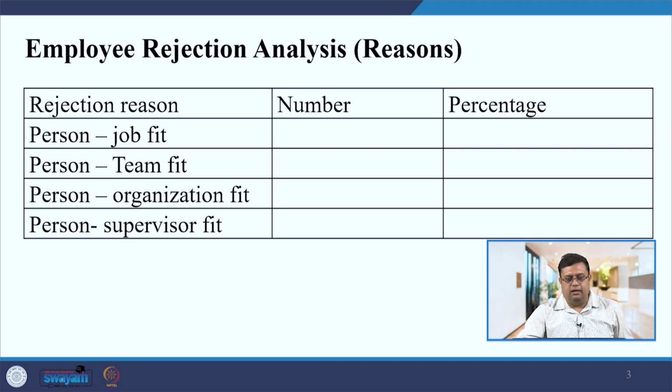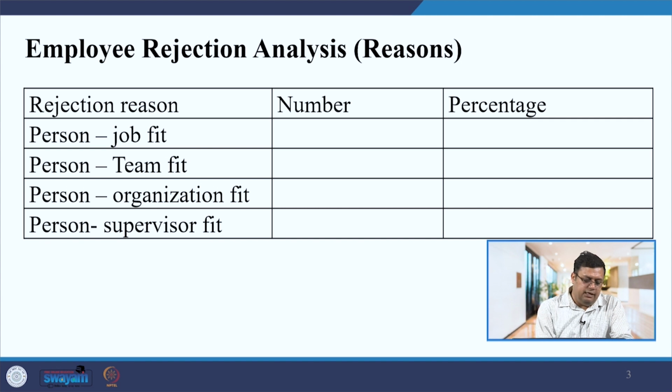So, let us start with the employee rejection analysis. In each organization, whenever the selection process takes place, we reject some of the candidates, right. What I want, as a manager, is for you to learn why you are rejecting the candidate. What is the reason for their rejection? That is what you should understand.